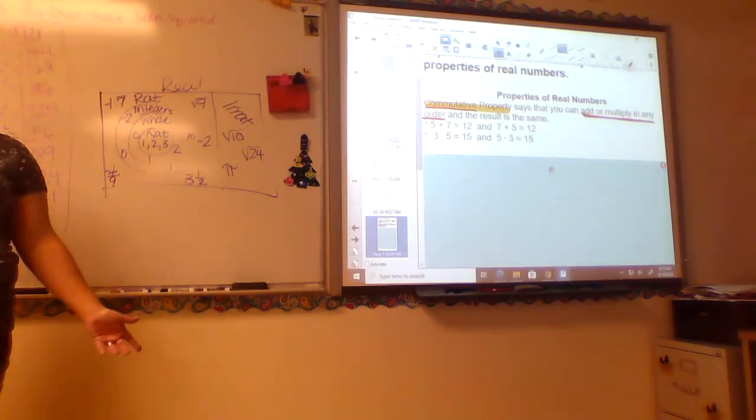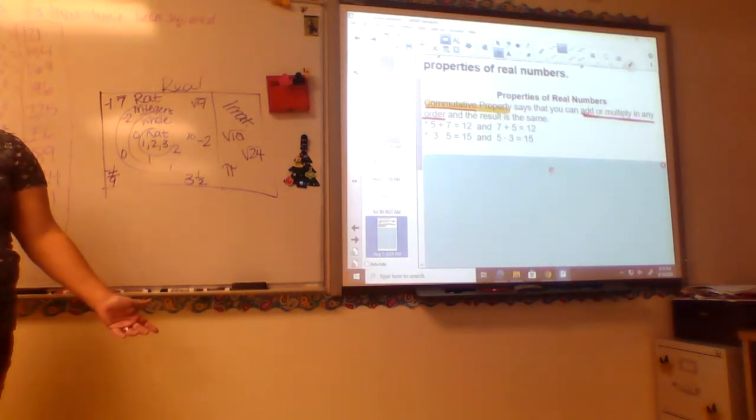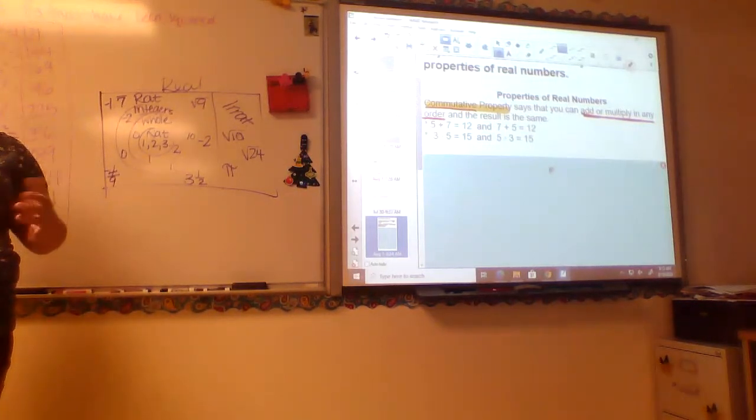3 plus 7 is 10. What about 7 plus 3? 10. You can switch the order in addition and the answer is still the same. Now that only works for adding and multiplying. It does not work for subtraction or division.